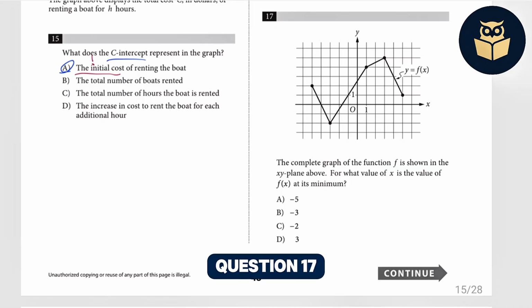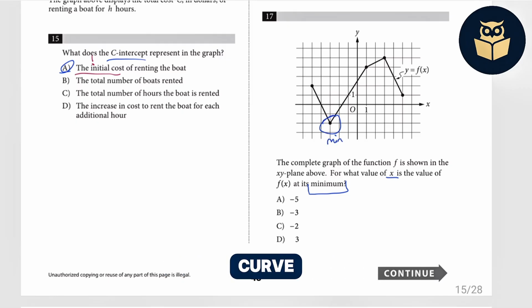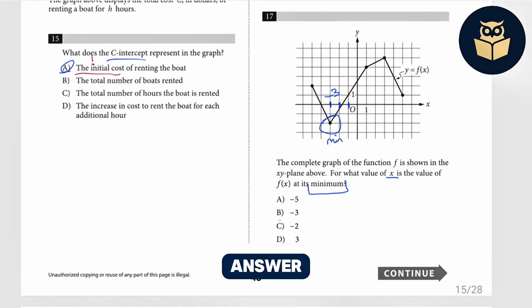Let's look at question 17. We're given a graph of function f and asked for the value of x where f(x) reaches its minimum. Minimum just means the lowest point on the entire curve. Scan the graph down to its lowest dip. That point is at (3, 2). The question asks for the value of x at this point, which is 3. So choice B is your correct answer.